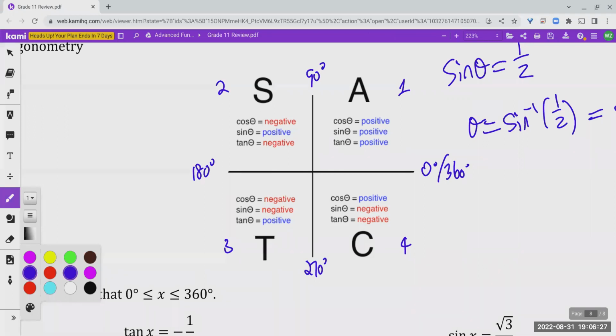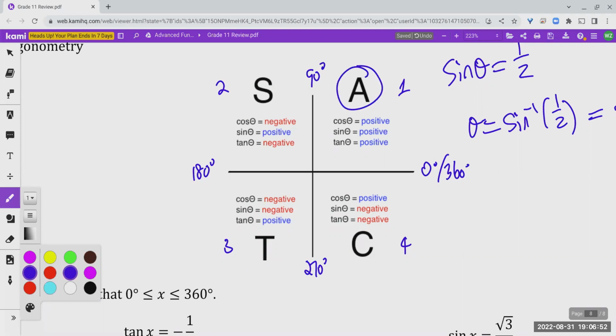Now, I don't like the name CAST rule because you have to start from the 4th quadrant, so I made up my own. All, A for all, students take calculus. Right, you go around 1, 2, 3, 4. I like that one better because you start counting at the 1st quadrant. So all students take calculus. That's how I remember it. You can make up your own.